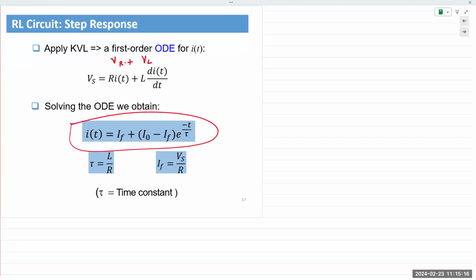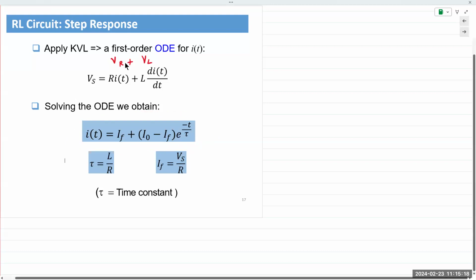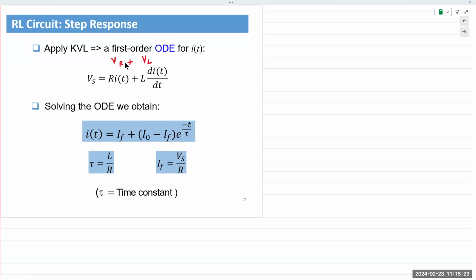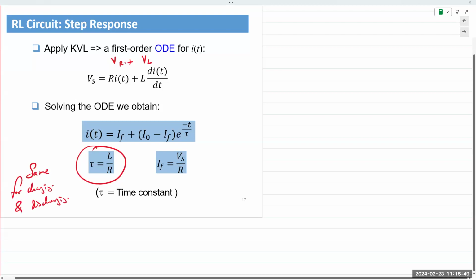It's the exact same structure as the natural response equation. There's an exponent in there, e raised to minus t over tau. The tau value is exactly the same. That does not change. It is the same for charging and discharging. Tau value always remains L over R.